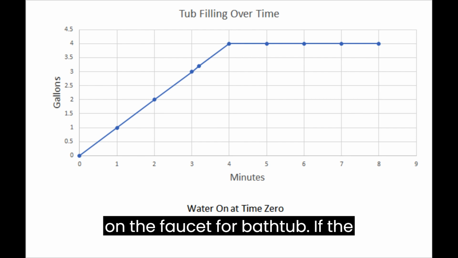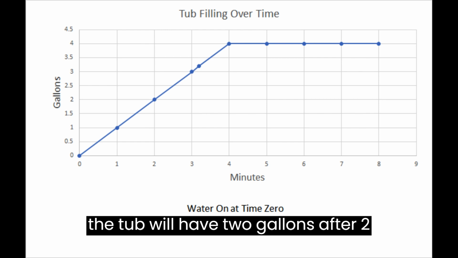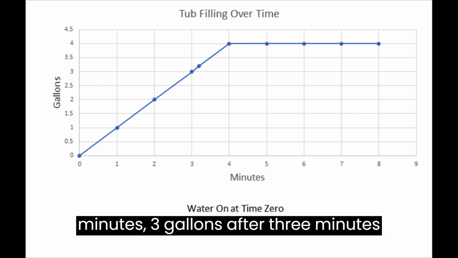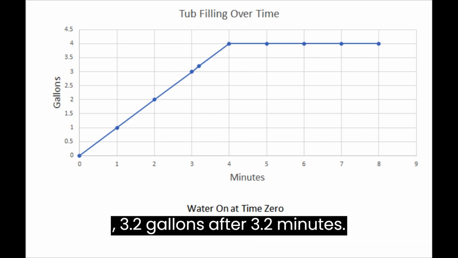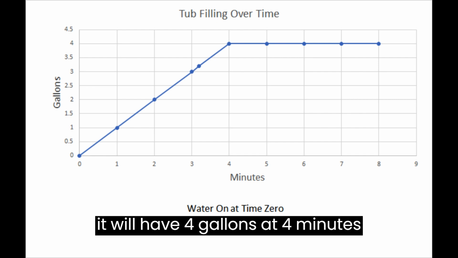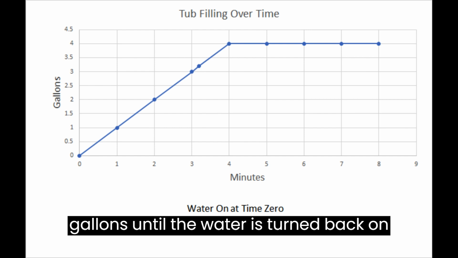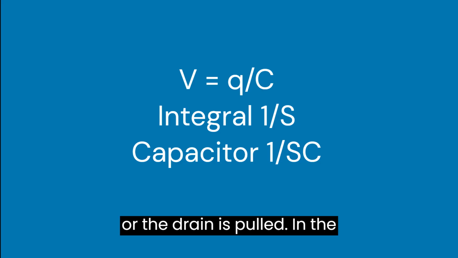Turn on the faucet for a bathtub. If the water flows at 1 gallon per minute, the tub will have 2 gallons after 2 minutes, 3 gallons after 3 minutes, 3.2 gallons after 3.2 minutes. If the water is turned off at 4 minutes, it will have 4 gallons at 4 minutes, 4 gallons at 5 minutes, and 4 gallons until the water is turned back on or the drain is pulled.